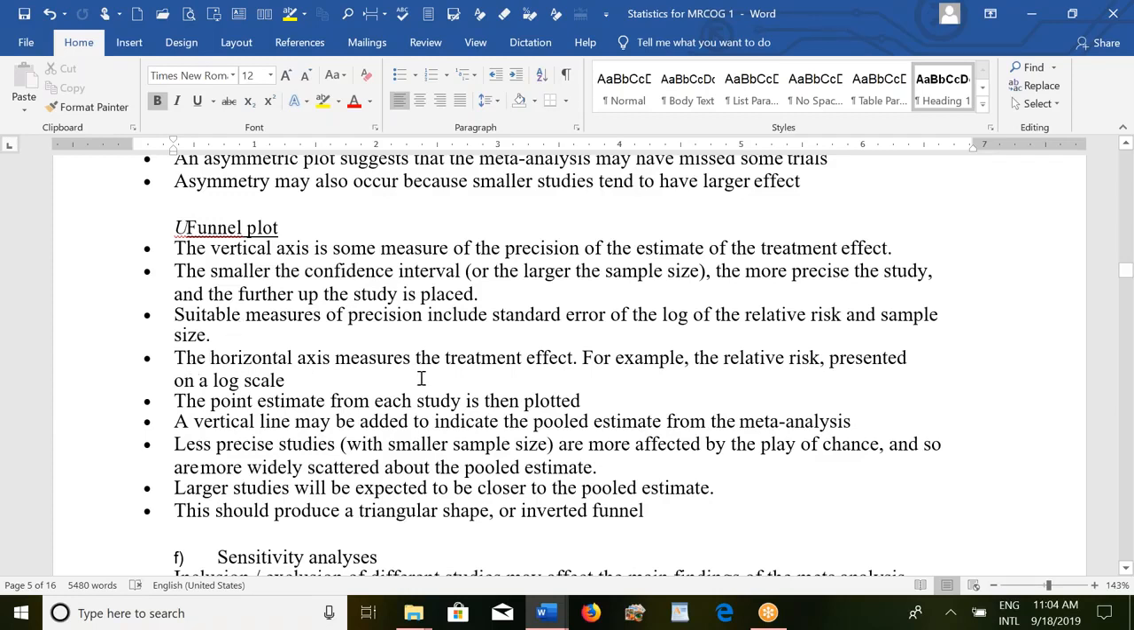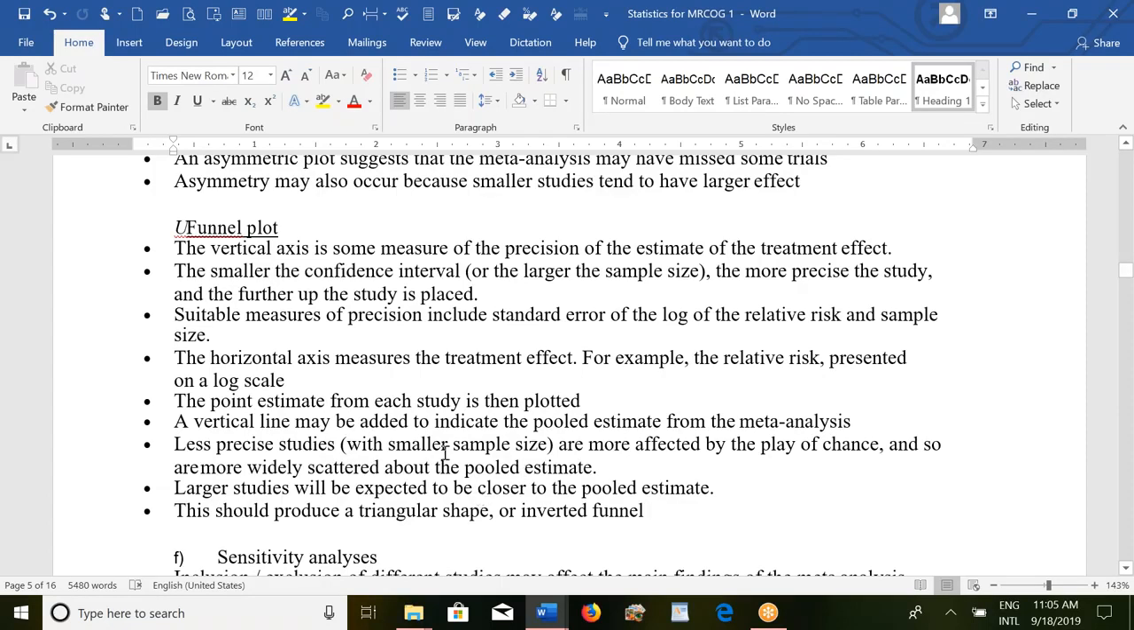The horizontal axis measures the treatment effect, for example, the relative risk presented on a log scale. The point estimate for each study is then plotted, and a vertical line may be added to indicate the pooled estimate from the meta-analysis. Less precise studies with smaller sample size are more affected by chance, so they are more widely scattered about the pooled estimate. Larger studies will be expected to be closer to the pooled estimate. This should produce a triangular or inverted funnel shape.